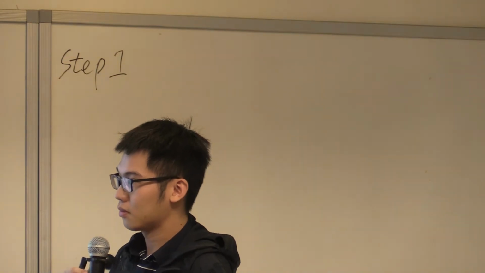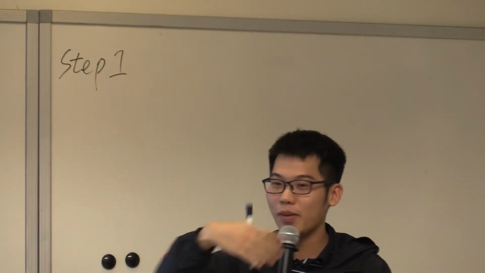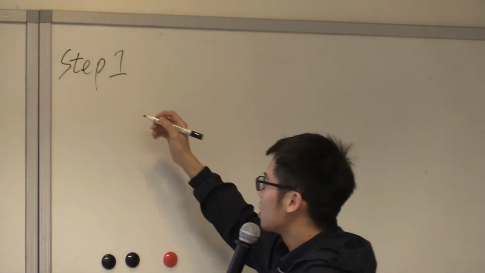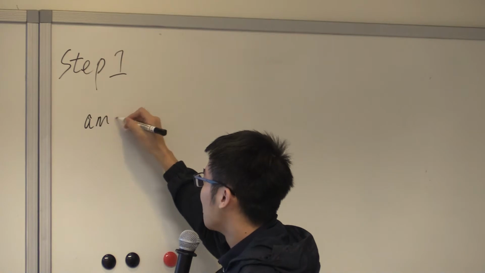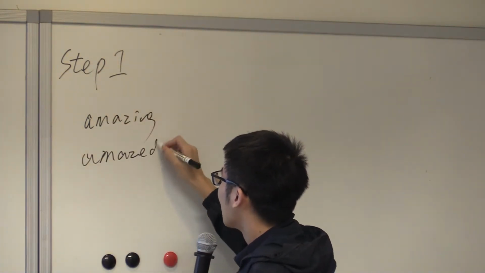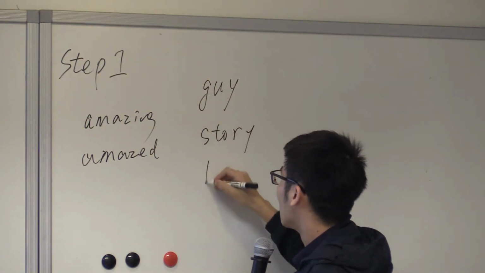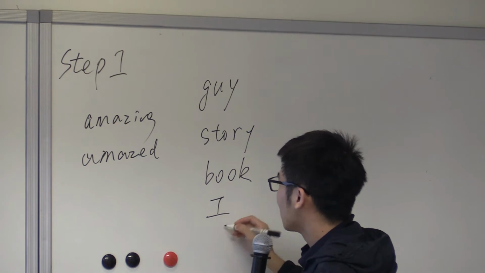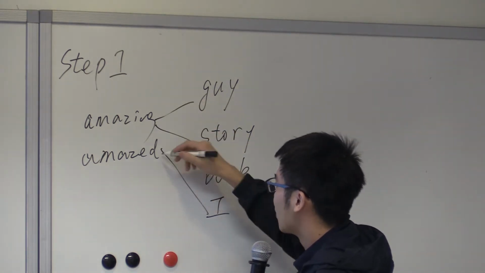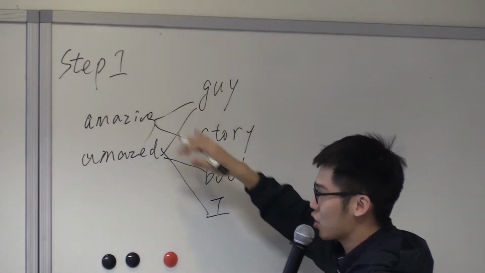Here, like a student, we'll give every student a handout. So they will match amazing and amaze. For example, they match story, book, and so on. So they will match, right? This is step 1, matching.